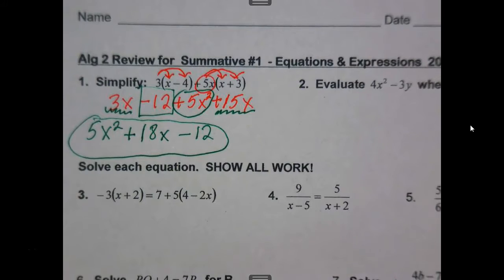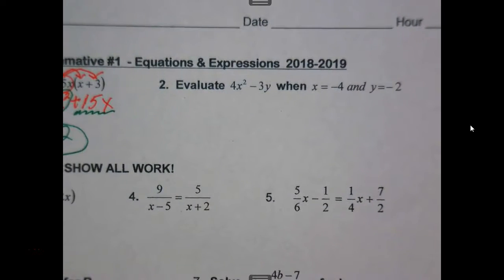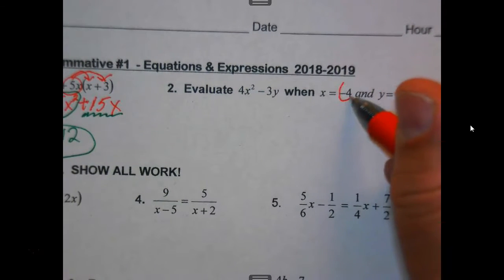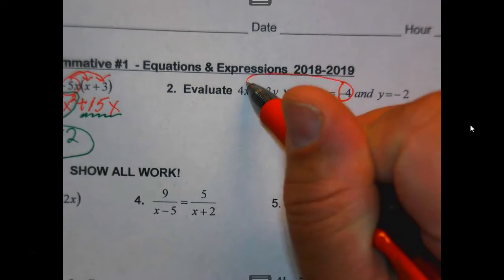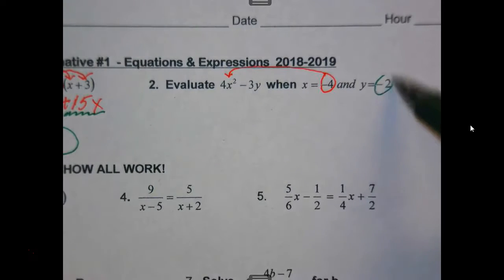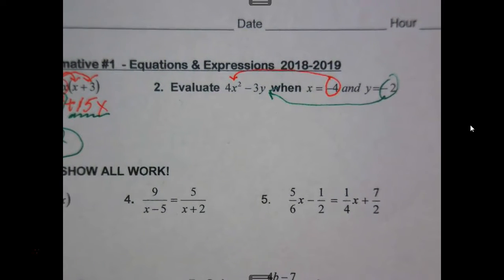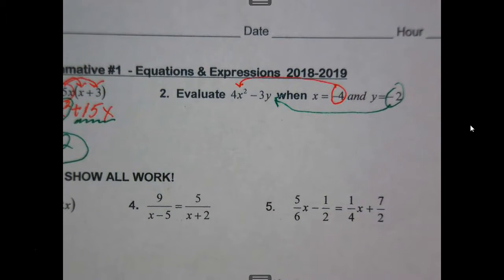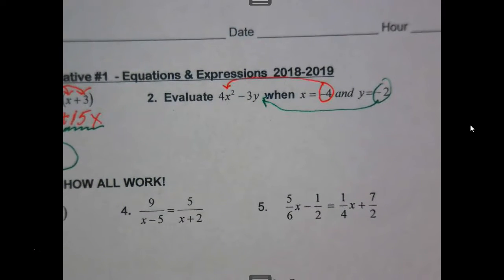Number 2. This is where you have to evaluate it. X equals negative 4. I'm going to substitute it in wherever there's an x. Y equals negative 2. Going to substitute it in wherever there's a y. Now, this would be a really good problem to put parentheses in there, then go back and fill in the what?